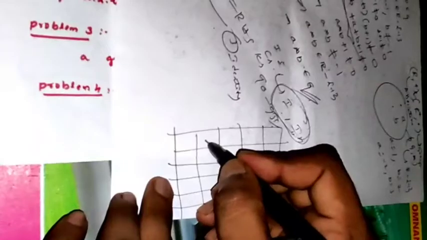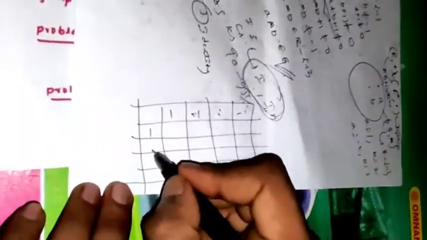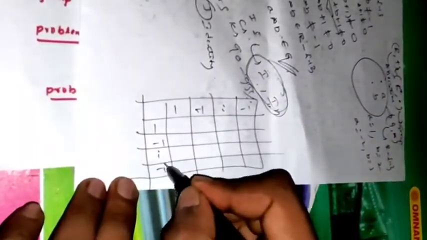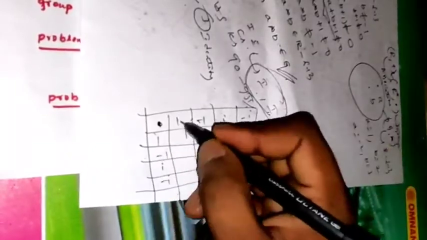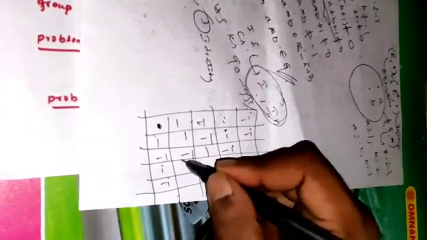Okay, what do we get here? The elements 1, minus 1, I, minus I. Here dot is the operation given. Okay, 1 dot 1 is 1, 1 dot minus 1 is minus 1, 1 dot I is I, 1 dot minus I is minus I. Okay, minus 1 dot 1 is minus 1, minus 1 dot minus 1 is 1, minus 1 dot I is minus I, and minus minus plus, and I we get here.